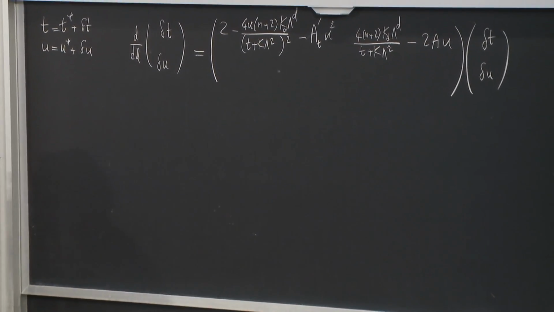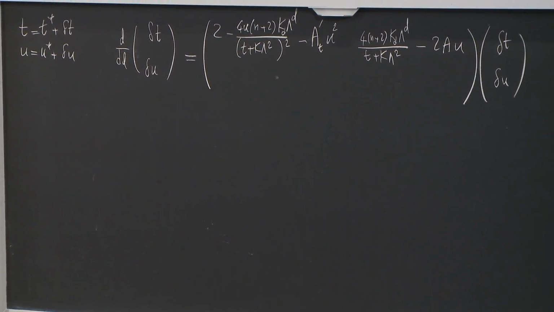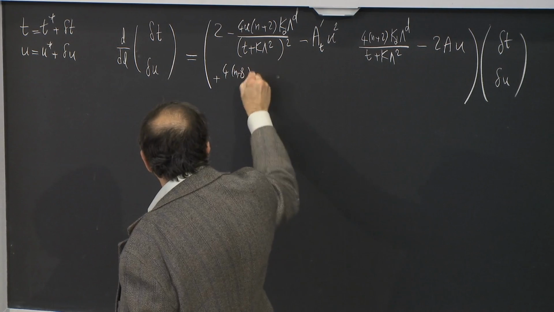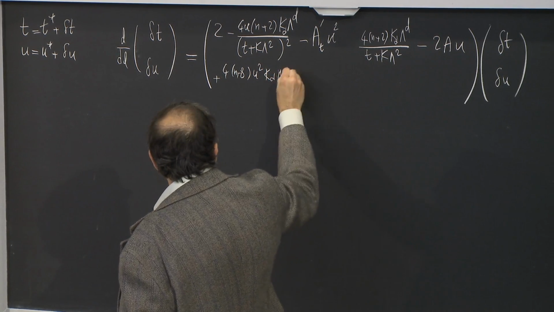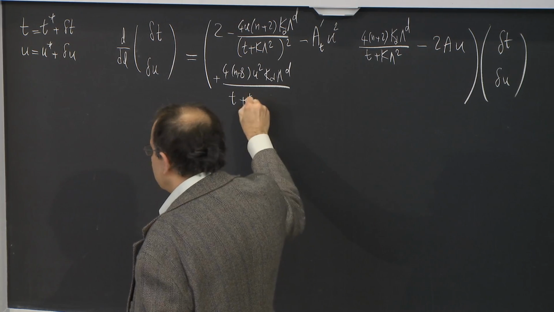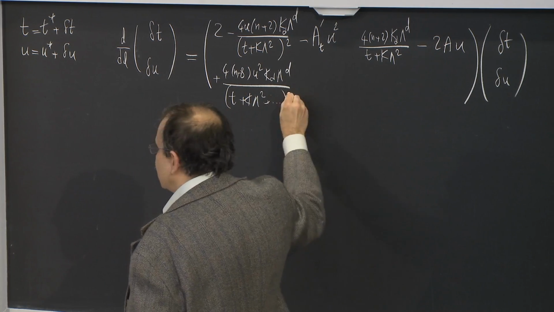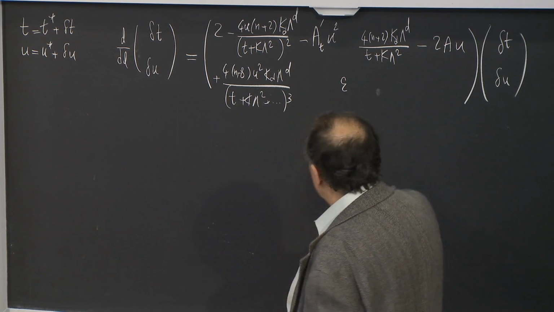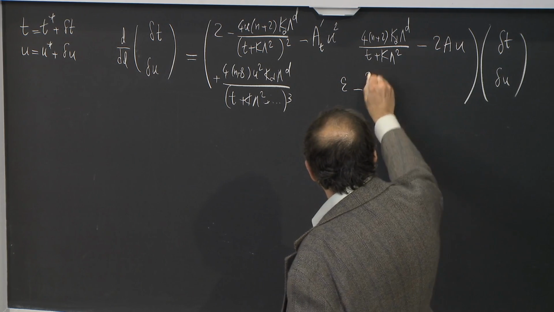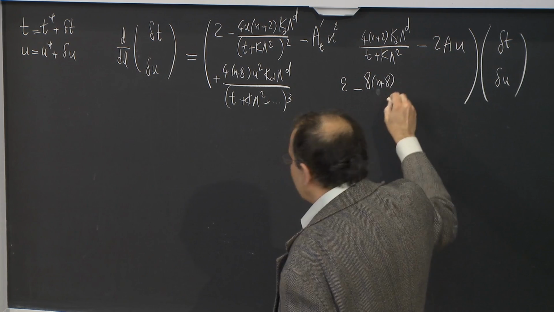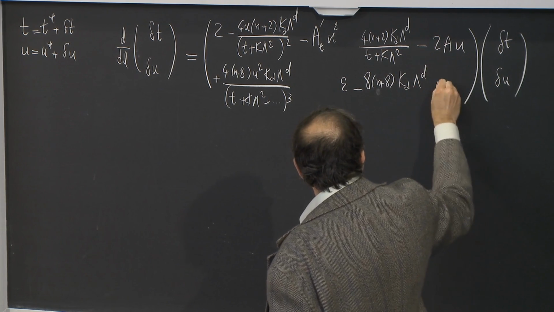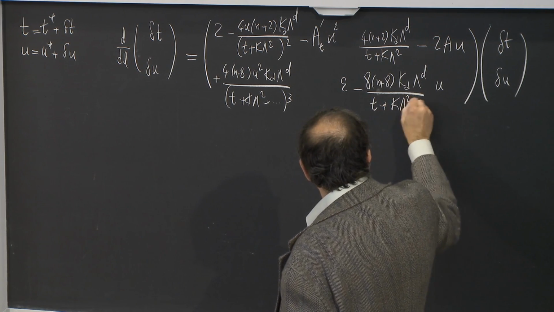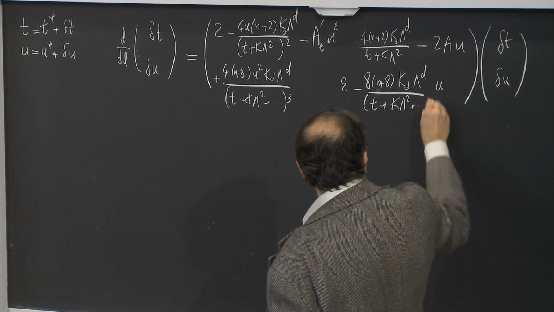For the second equation, if I take the derivative of this for a variation in t, I will get a plus (4n plus 8) u squared kd lambda^d over (t plus k lambda squared) cubed. And in the fourth place, I will get epsilon minus (8n plus 8) kd lambda^d u divided by (t plus k lambda squared) squared.